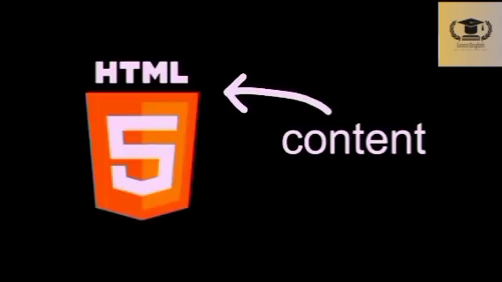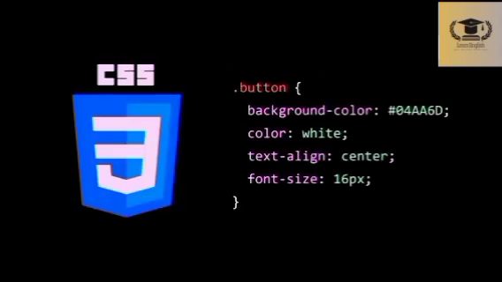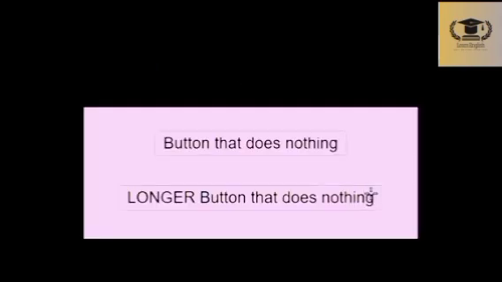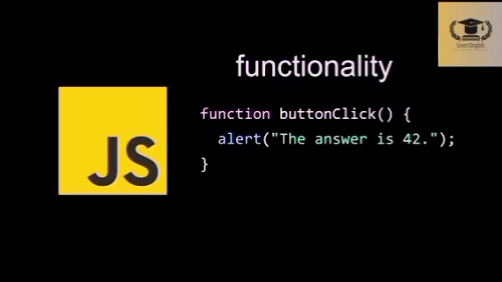The actual website most often consists of three parts. An HTML file contains all the content of a website and is basically just a collection of elements, which can be text, links, buttons, and so on. A CSS file controls the visuals and makes a website look nice. But a website is useless if pressing nice looking buttons does nothing, so a language like JavaScript adds functionality.